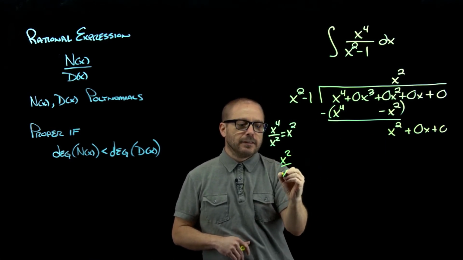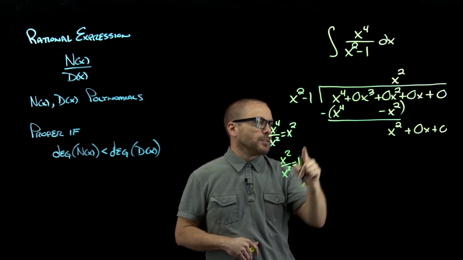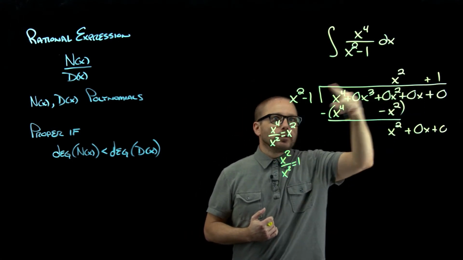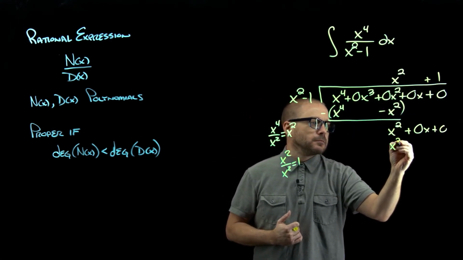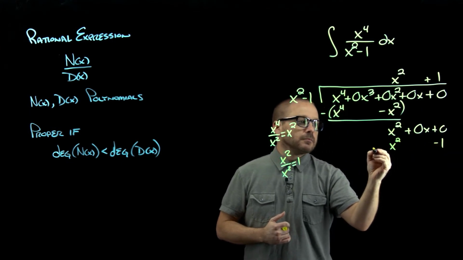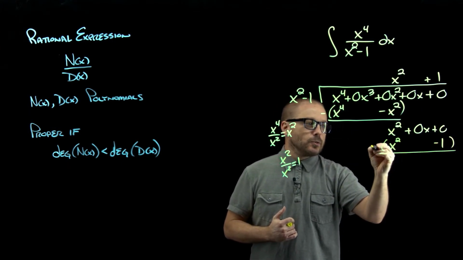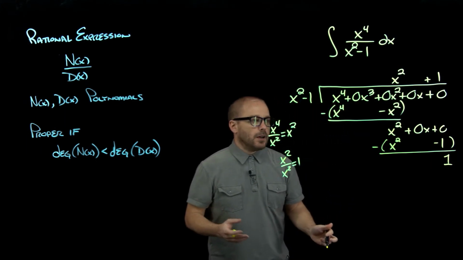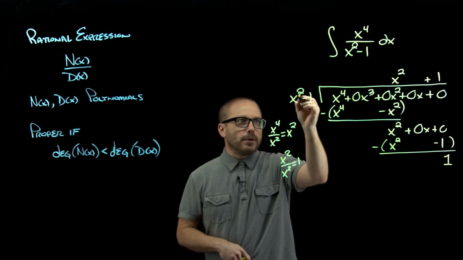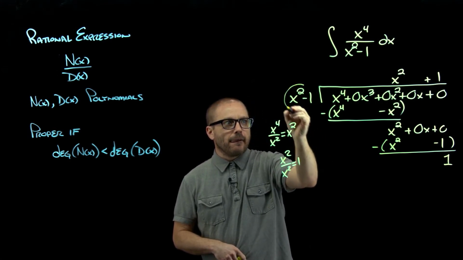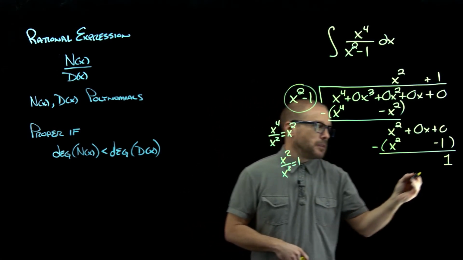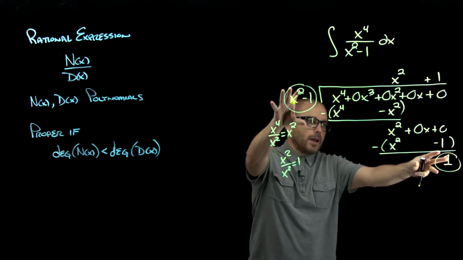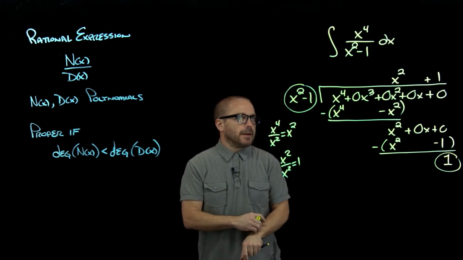That's easy enough. x squared divided by x squared is 1. So that goes in there once. Now multiply. And subtract to get your remainder. Now, you know you're done once you've got something proper, right? At this point, I'm trying to divide x squared minus 1 into 1. That's 0 degree, that's second degree. So what I have left is my proper remainder.